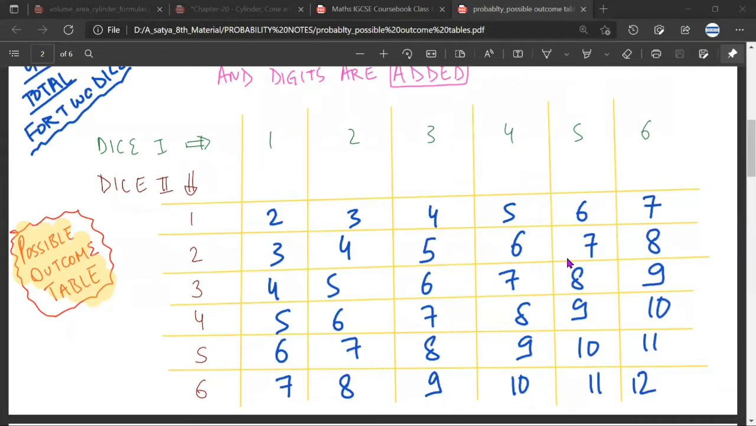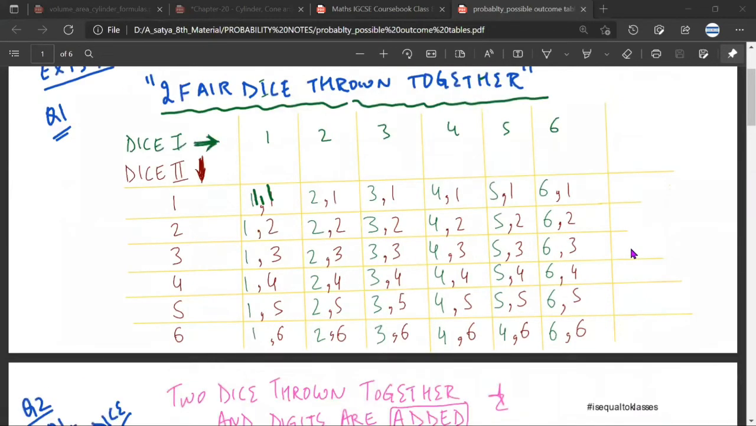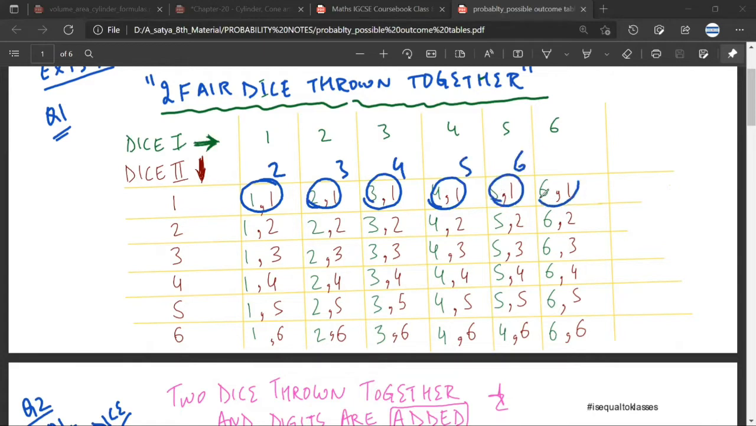So whatever the possibilities were, I have added the numbers. Have you understood what I have done? See, all you need to do is just add these numbers. So, for example, this would be 2, this would be 3, this would be 4, this would be 5, this would be 6, this would be 7, this would be 12, this would be 11. Satya, have you understood? Mr. Satya, have you understood?